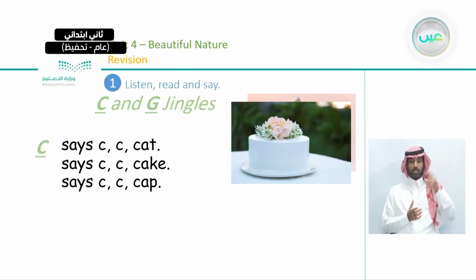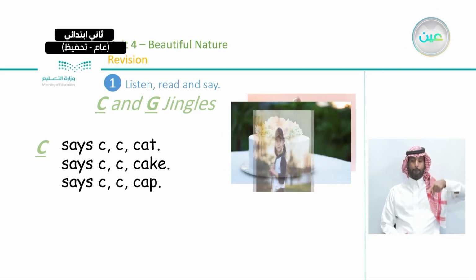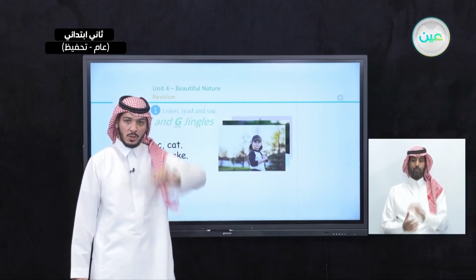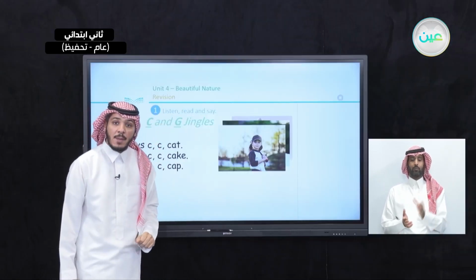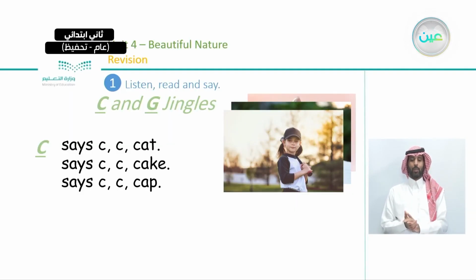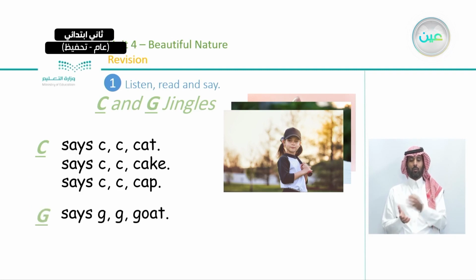C says K, K, cap. What is cap? Yes, this is the cap when you put it over your head. So this is what? A cap. So C says K, K, cap. Excellent. Okay, now let's move to G. So G says G, G, goat.